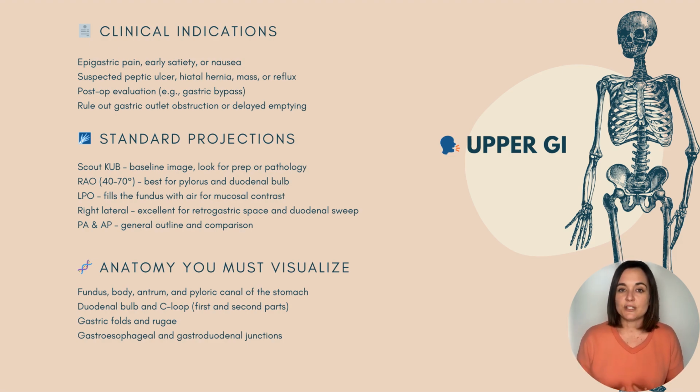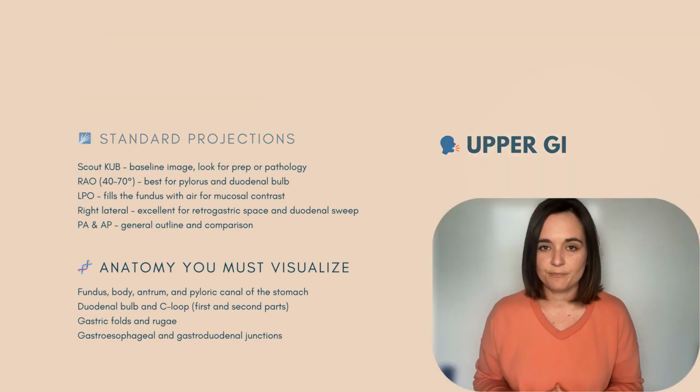An RAO, this is your 40 to 70 degrees. It's best for your pylorus and duodenal bulb images. Your LPO, this fills the fundus with air for mucosal contrast. Your right lateral, this is excellent for retrogastric space and duodenal sweep. Your PA and AP images, this gives us the general outline and a comparison image.